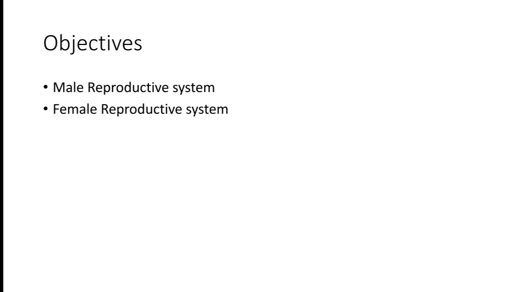I only have 3 objectives for this tutorial video. Number 1, we're going to look at the male reproductive system. Then we're going to look at the female reproductive system. And finally, we're going to look at secondary sexual characteristics in both males and females. Let us begin, my excellent biology students.